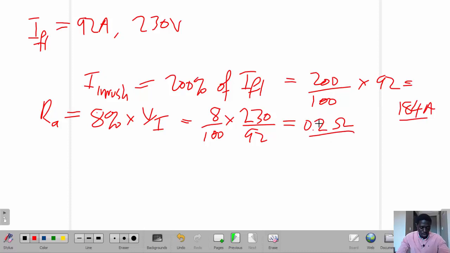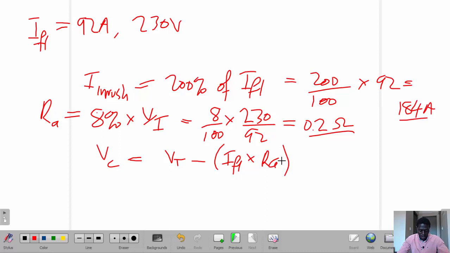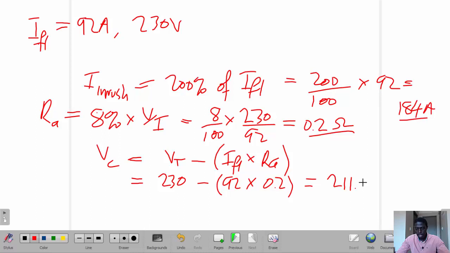Now, once we know the armature resistance, we can make VC the subject of the formula: the supply voltage minus the full load current multiplied by the armature resistance. We know we have 230 volts, so we determine the counter EMF voltage. 230 volts minus the full load current, 92, multiplied by 0.2, gives us a counter EMF of 211.6 volts.